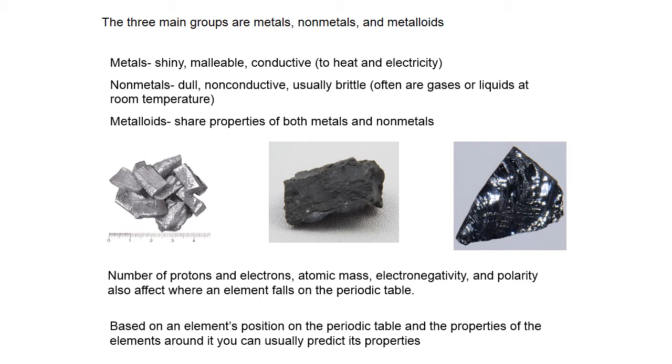Metals are shiny, malleable, meaning they can be bent or hammered without breaking, reflective to light, and conductive to both heat and electricity. Nonmetals are mostly on the right side of the periodic table. They're the ones in yellow and green. If you notice, there is one nonmetal on the left side of the periodic table.